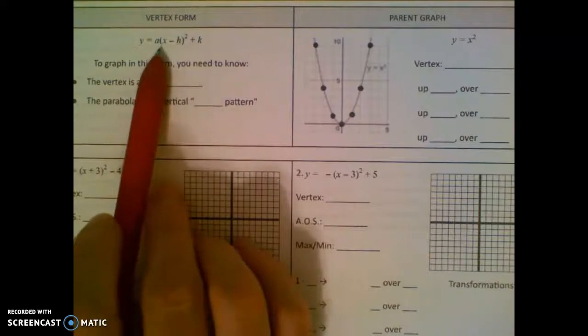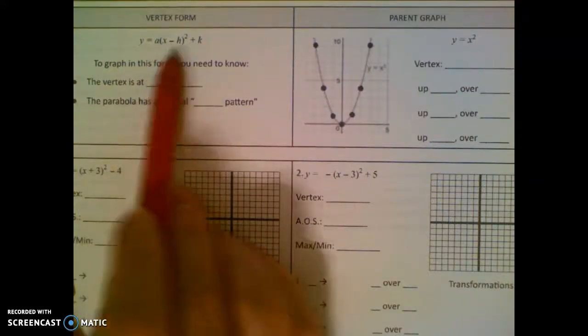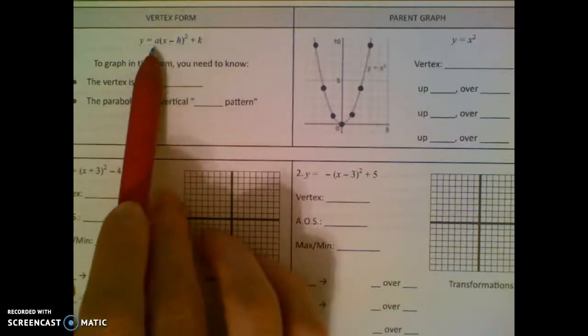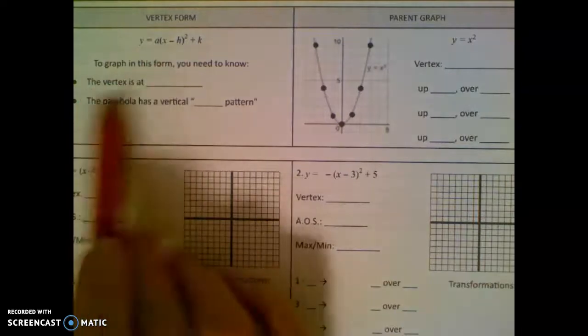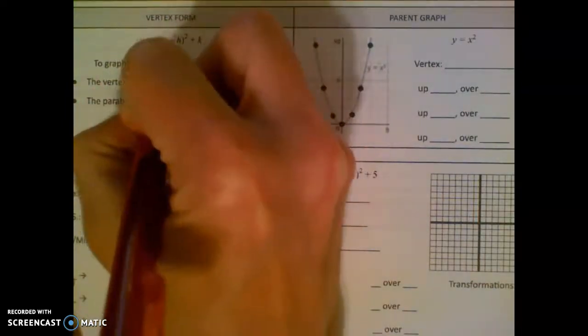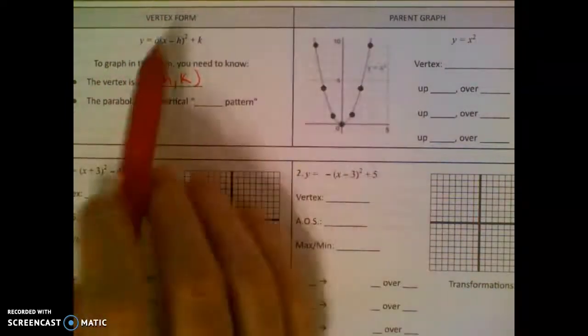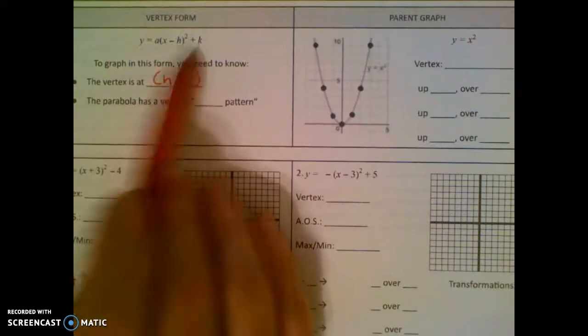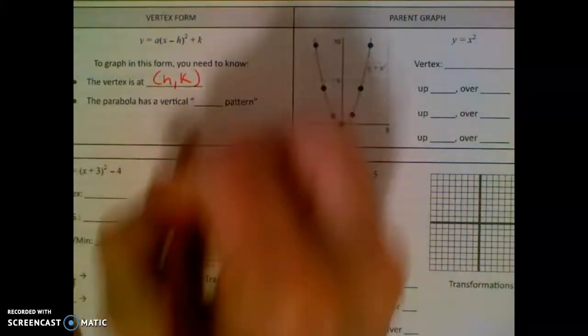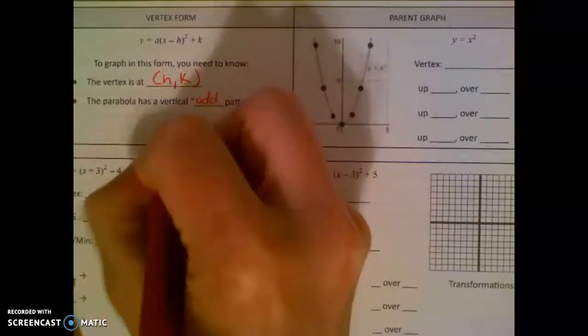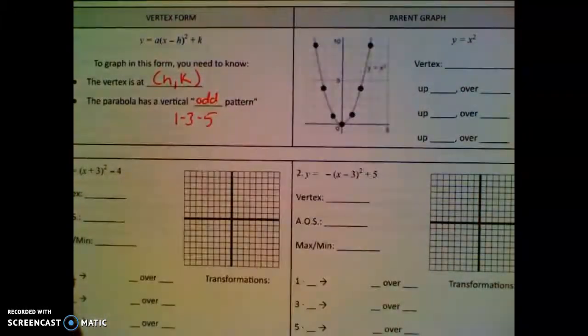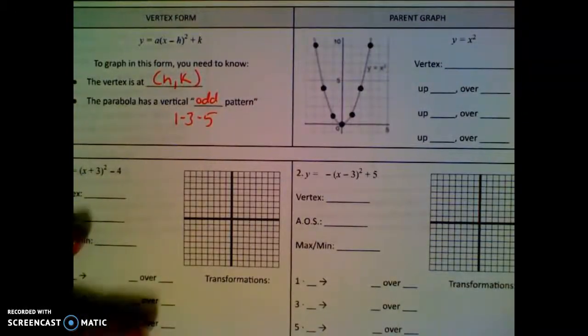All right, so vertex form. It's very similar to vertex form for absolute value functions, where the inside is left and right, the outside is up and down, and any stretching and shrinking is that a value. So your vertex is going to be at (h, k), however left and right, however up and down. And then a parabola actually has an odd pattern. I like to call it the 1, 3, 5 pattern instead of the odd pattern, but it doesn't really matter, whatever you want to call it.